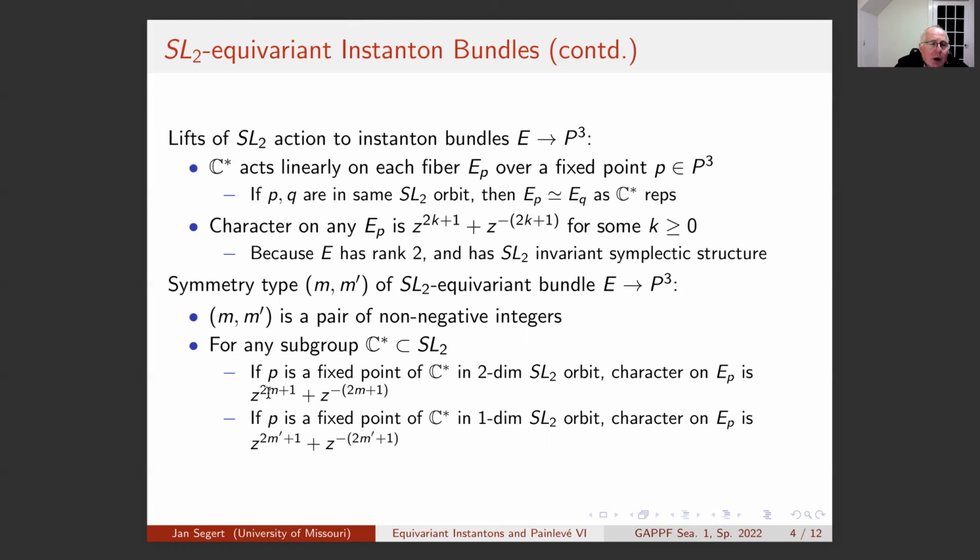One is basically the weight of the action on the fixed points, the C star action on the C star fixed points on one of the orbits, and the M prime is the one on the other orbit. Okay. So there's this pair of integers. And it's not clear whether there are equivariant bundles for any possible combination of these integers, but if you have an equivariant bundle, there's a well-defined invariant consisting of a pair of odd integers.